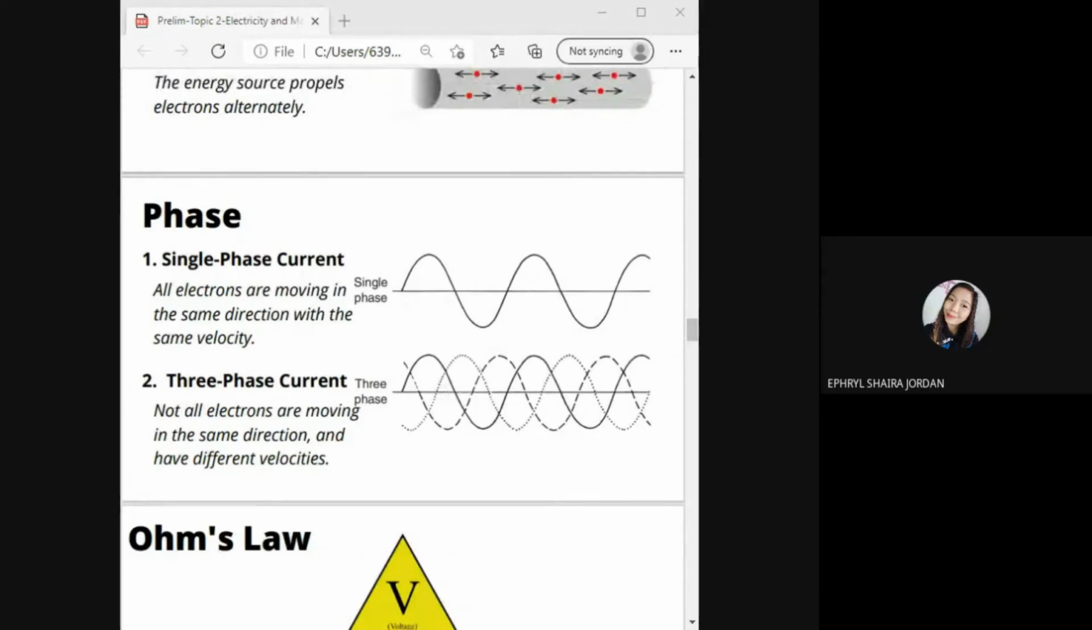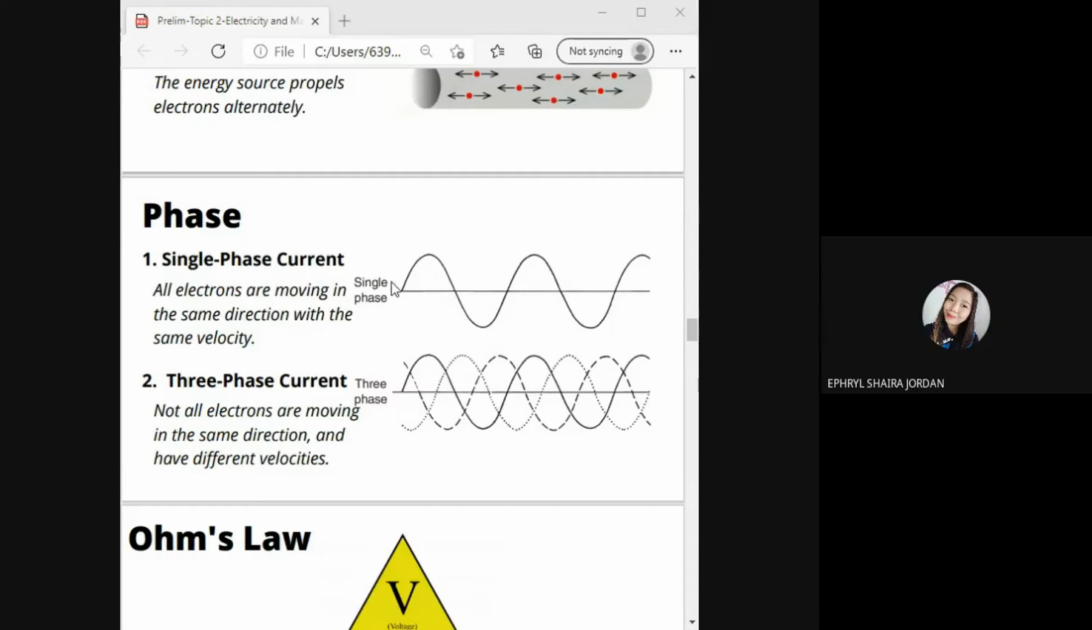The second is the three-phase current. At any instant, not all electrons are moving in the same direction and they have different velocities. It is called three-phase because we have three waveforms and they are out of phase with one another. As you can see, here is one wave only, and here we have three. The concept of phase is important to understanding the way an MR image is produced. That is the main difference between them: single phase is one waveform, and three phase is three waveforms.